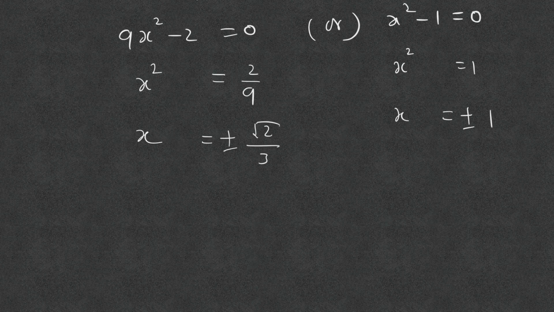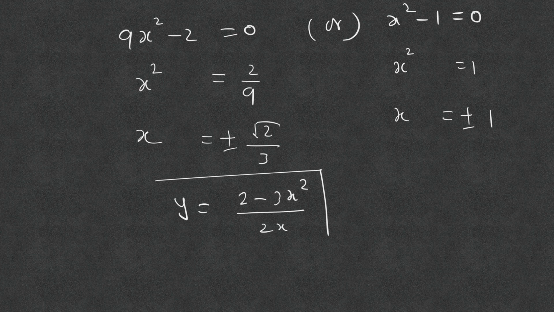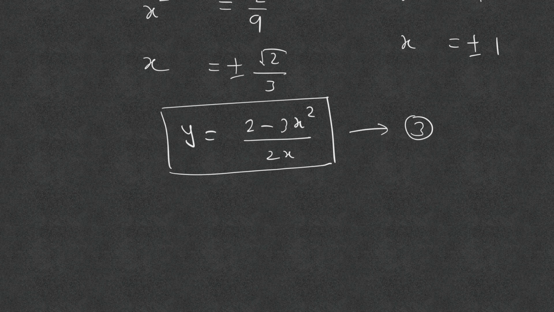Now we'll back substitute the values of x we obtained in equation 3 and find the value of y. Now equation 3 is y equals (2 minus 3x squared) divided by 2x. This is the y value we obtained after eliminating the y squared term in the beginning. So we labeled this equation 3. And so we want to use each one of these x values to obtain the y value.